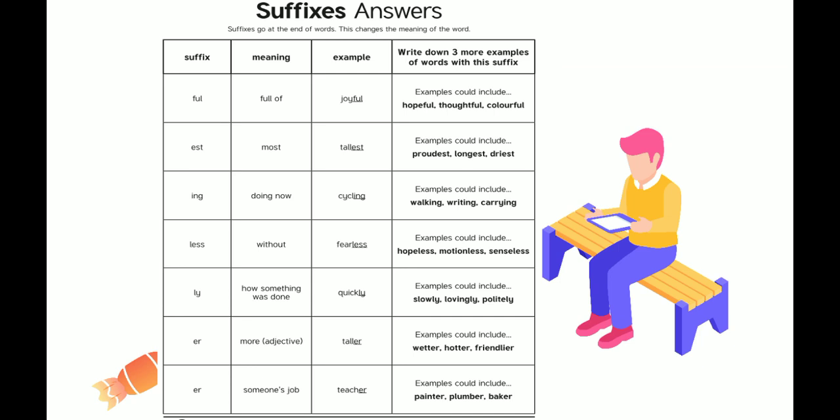With full, hopeful, thoughtful, colorful. With est, proudest, longest, driest. With ing, walking, writing, carrying. With less, hopeless, motionless, senseless. With ly, slowly, lovingly, politely. So many words can be formed. With er, waiter, hotter, friendlier. And one more er for describing someone's job: painter, plumber, baker. It's very easy. You just think of more examples.